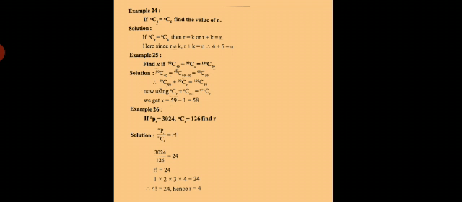Similarly, next one: find x if 99C40 plus 99Cx is equal to 100C59. Here see students, both are higher values. You can reduce the value of r: 99C40 is 99C(99 minus 40), which is equal to 99C59, that is almost equal to your RHS part.